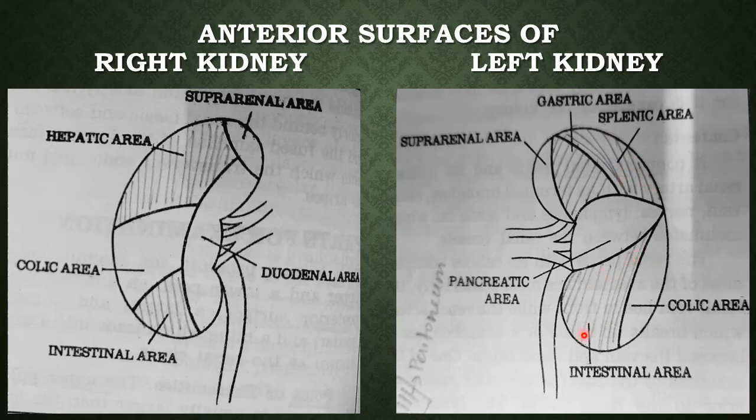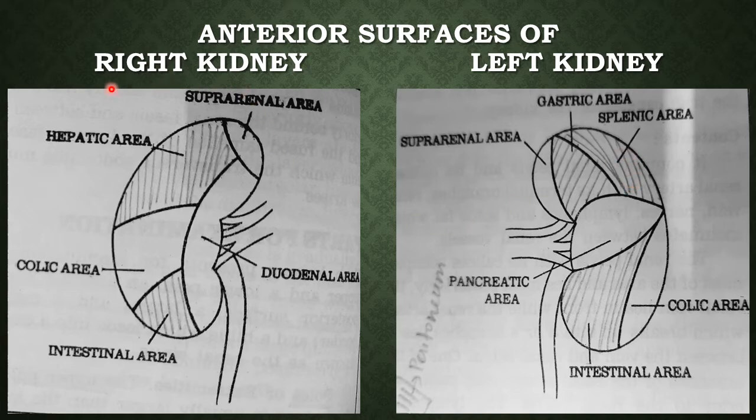These areas will be covered by the peritoneum in the left kidney. Those areas are the gastric area, splenic area and intestinal area. These areas are covered by the peritoneum.